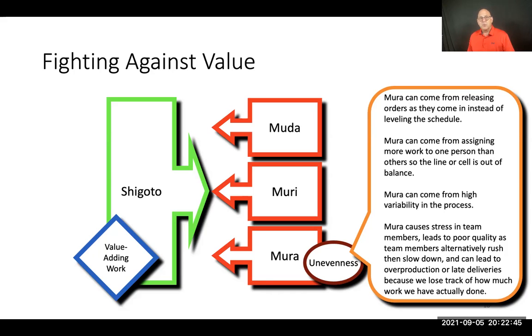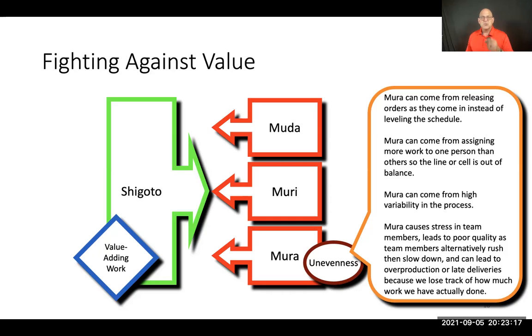It could also come from assigning different amounts of work to different people in the same cell or on the same line. So we get this imbalance in the cell or the line. It can also come from high variability in the process. And what it does more than anything else is cause stress. And when we're stressed out, we get worse quality, we get worse engagement. We can lose track of what we've done, so we might overproduce, or worse, we might underproduce and then not be able to satisfy a customer order.